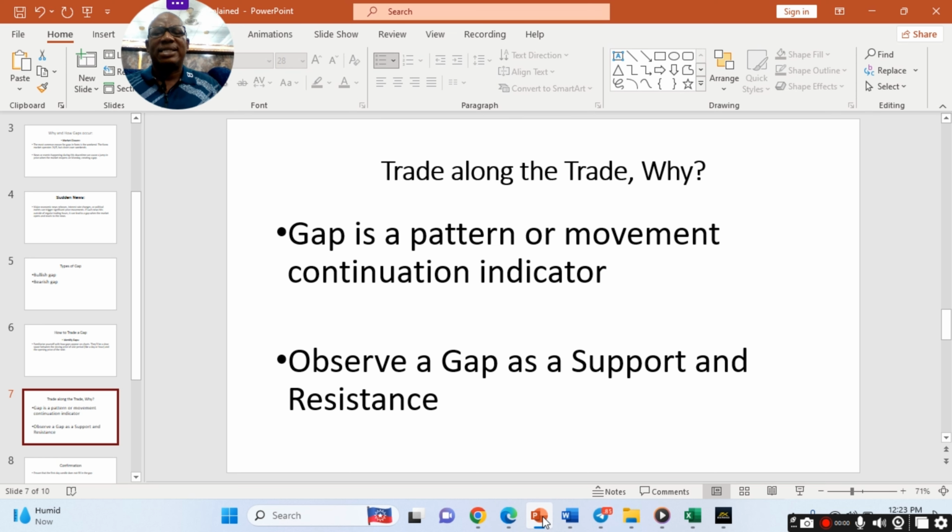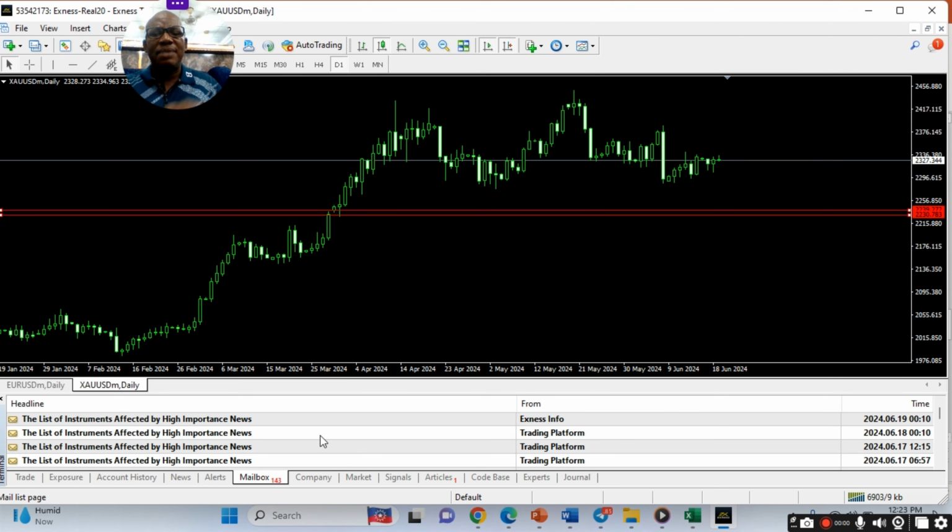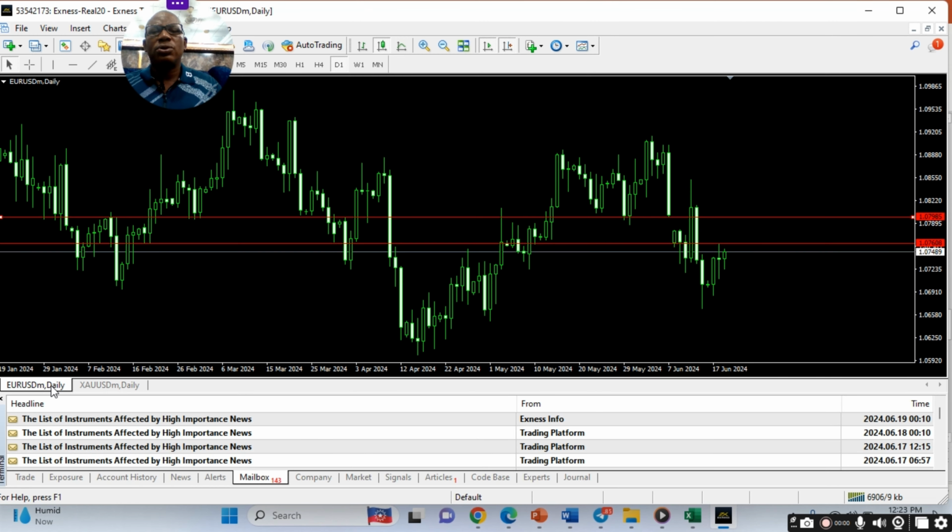Also, when there is a gap, you observe it as support and resistance. Let me show you what I mean. Let's go to EUR/USD. Now you see there is a gap here, between these two.